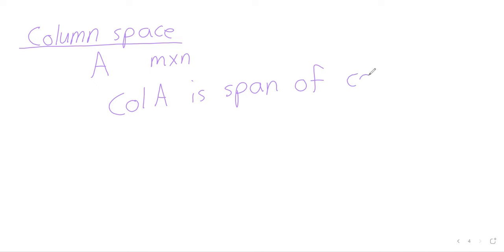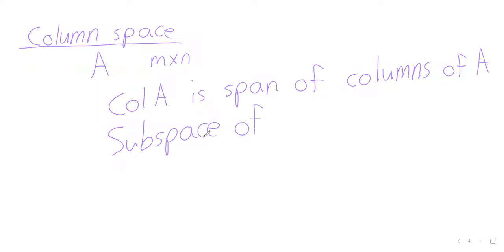So the next definition is the column space. And once again, we have a matrix. The column space is the span of the columns of the matrix. And the column space is a subspace of Rm.